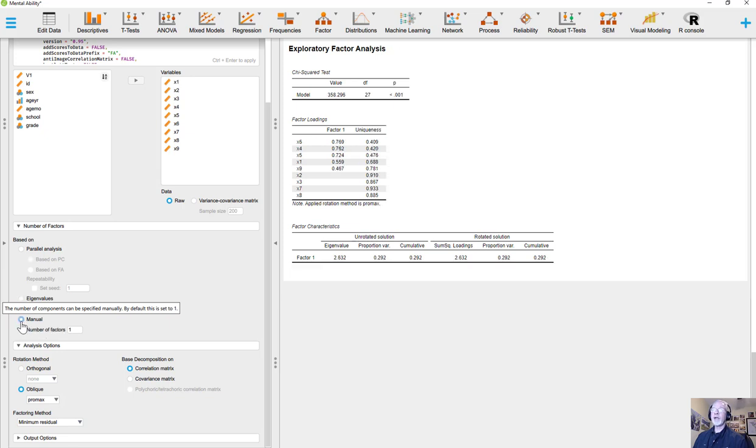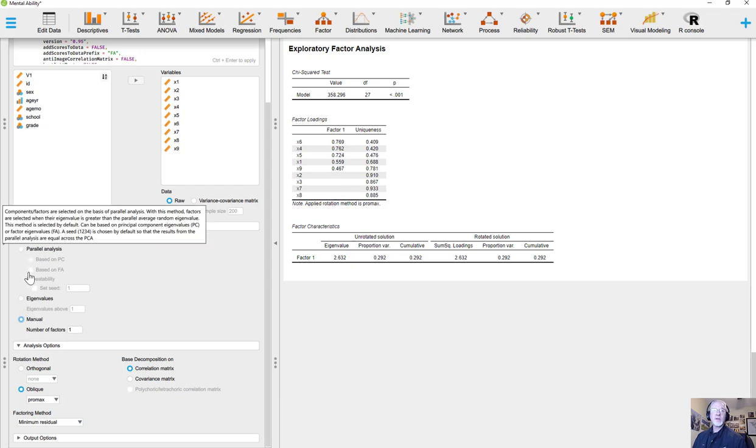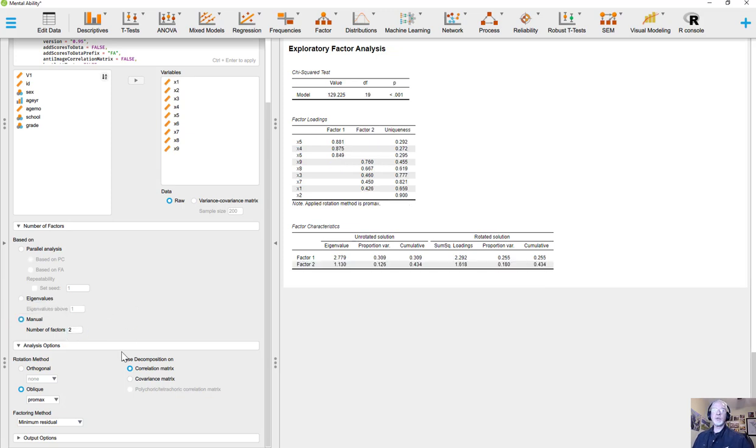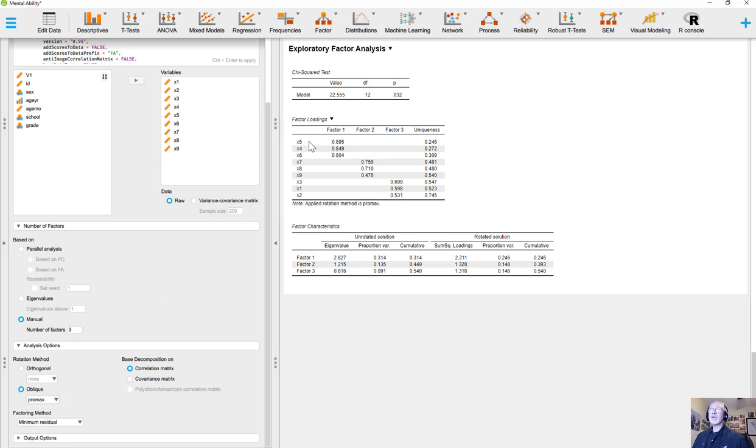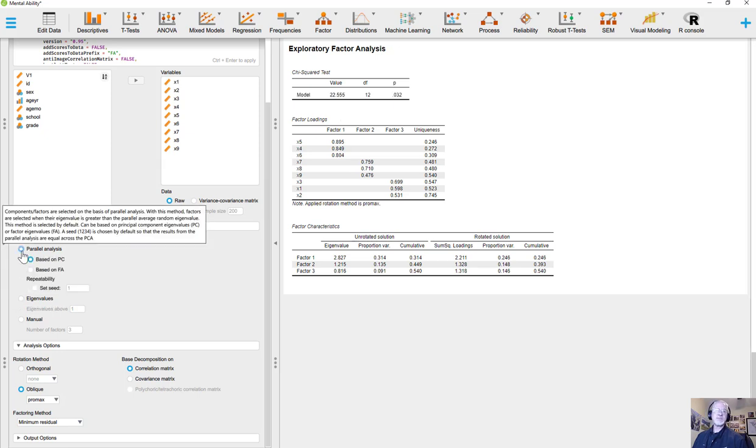You can do manual and say 1. It really doesn't like that. It's come up with 4 items loading on one factor, and then the rest of the items don't load well, so that really didn't work. So I can manually specify 2. That works a little bit better. Then 3. And now I'm back to the same solution that I got using the eigenvalues or the parallel analysis. Okay.